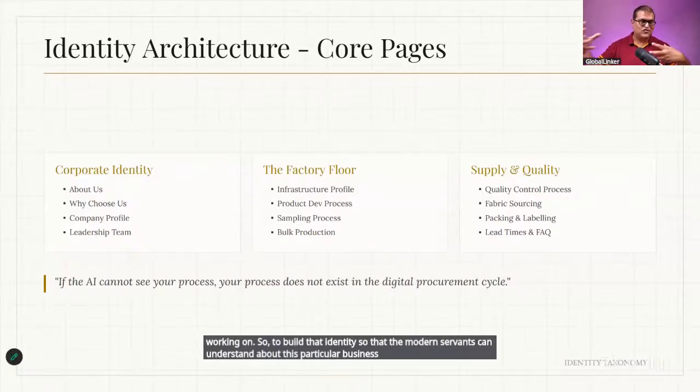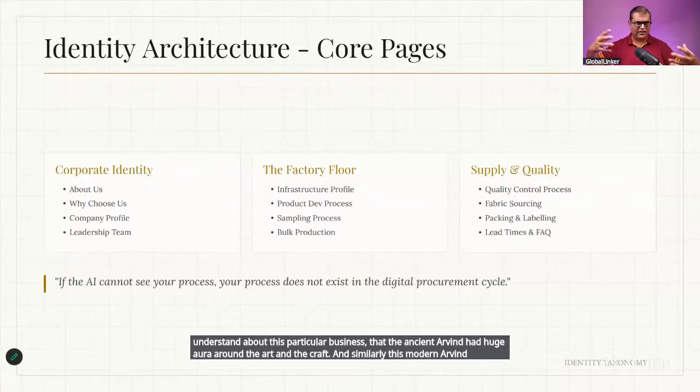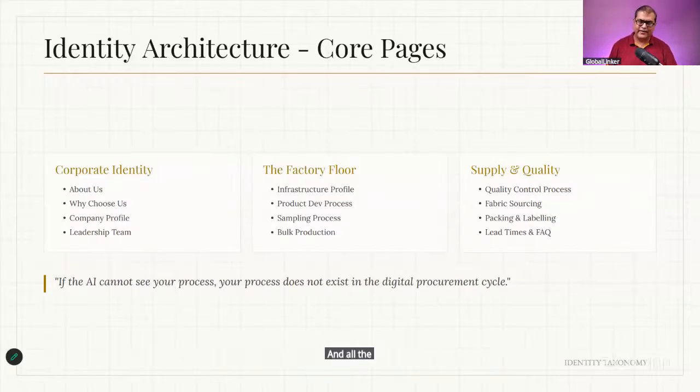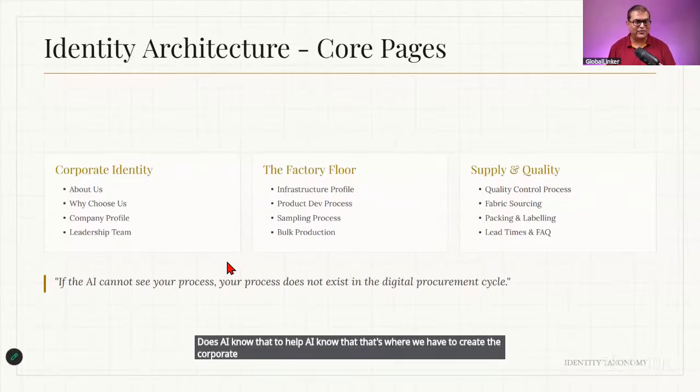The ancient Arvind had a huge aura around the art and the craft, and similarly, this modern Arvind is also very skilled. He has a nice factory, he has nice labor, and all the good things are there. But does AI know that? To help AI know that, we have to create the corporate identity. Now, how do we do that? We have to create information on the website.